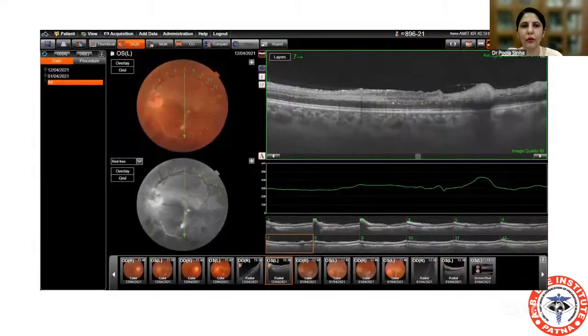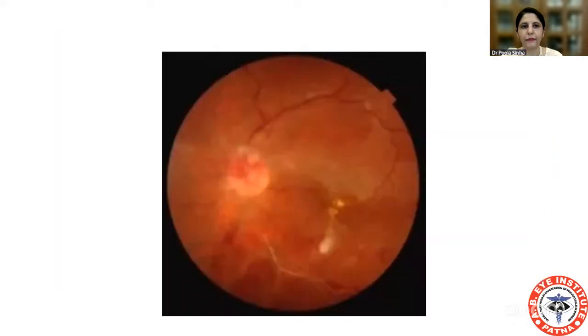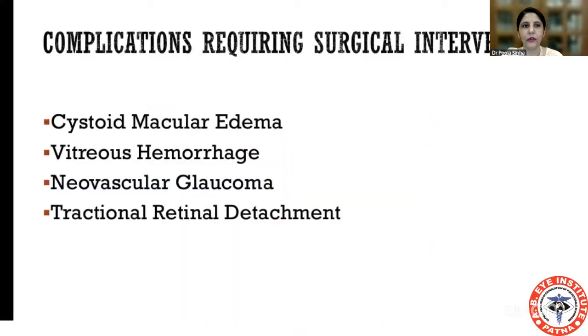So this is how the fundus picture looked. And then I treated the patient with sectoral laser to alleviate the CNP areas. So this is the patient. The complications which require surgical intervention are very commonly non-resolving vitreous hemorrhage, neovascular glaucoma, or a TRD, which has to be treated surgically when medical management fails.